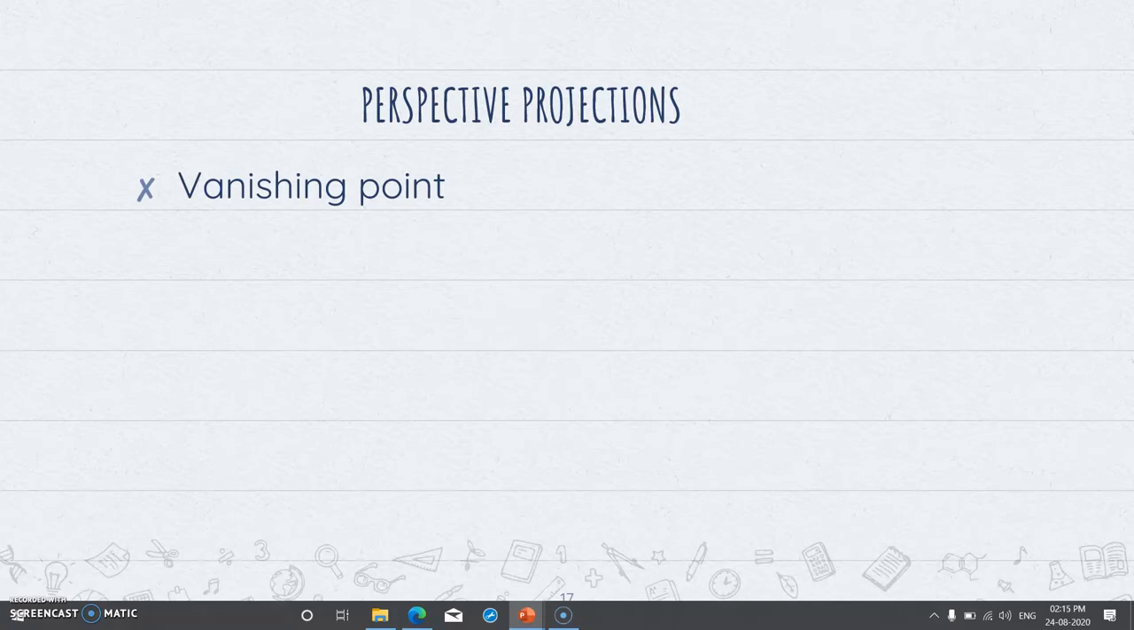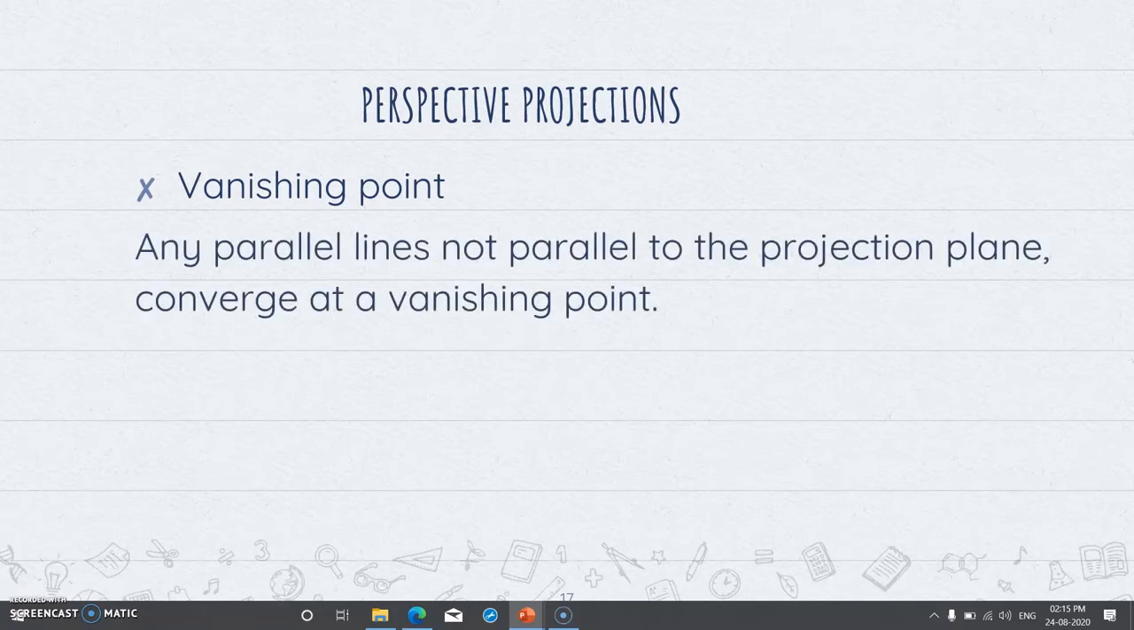The next feature we are going to discuss in perspective projection is the vanishing point. Any parallel lines not parallel to the projection plane converge at a vanishing point. There will be a point where we cannot see the lines properly. That is known as the vanishing point. There are an infinite number of vanishing points, one for each of the infinite number of directions in which a line can be oriented.